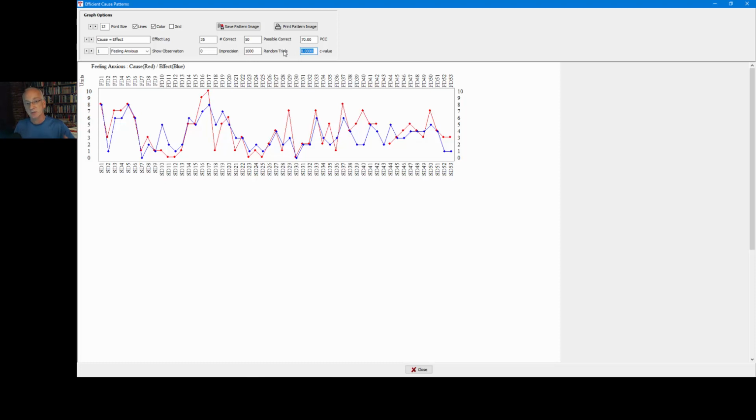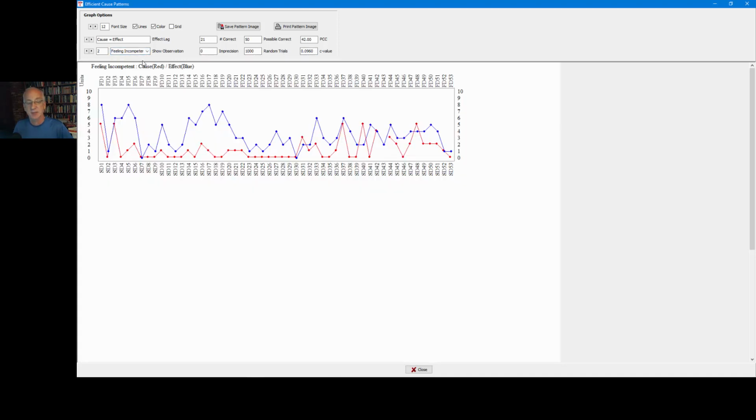That indicates if we just randomly shuffle the data, it's difficult to find a PCC of 70% or higher. So that suggests that it's plausible to posit some sort of causal relationship here, or cause and effect relationship, between the anxiety and the stress. And again, it passes the eyeball test here fairly well. So now let's take a look at the next feeling.